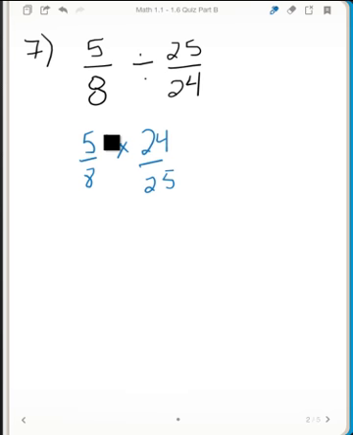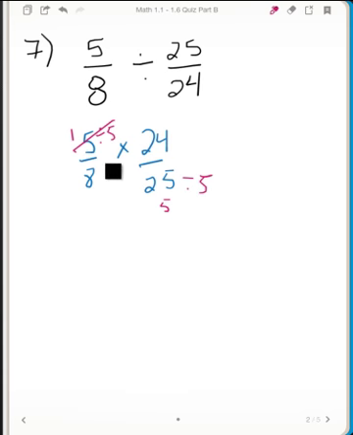Now a lot of you guys would just multiply this through, and you're going to get a huge number here, and you're going to have 8 times 25. That's going to be a huge number. What I was showing you guys in class is to reduce here: whatever you divide the top by, the numerator, you could also divide the denominator by. So here I have a 5 here and a 25 here. So I'm going to divide this by 5. And I'm going to divide this by 5. That's going to give me a 1 here. And then 25 divided by 5 is going to give me a 5.